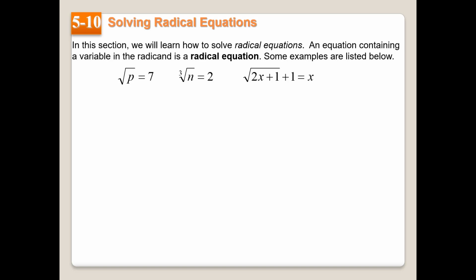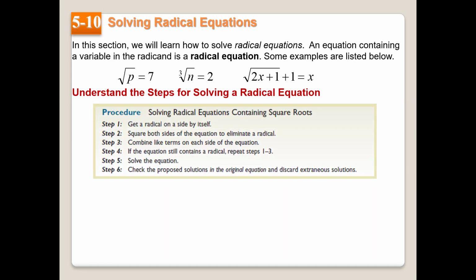So we've got square root of p equals 7, cube root of n equals 2, and square root of 2x plus 1, and then plus 1 outside of that, equals x. Those are examples. Now we're going to understand how to solve these. Understanding the steps for solving a radical equation, the procedure we have listed here is 6 steps.